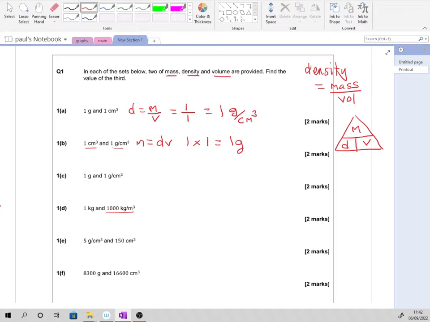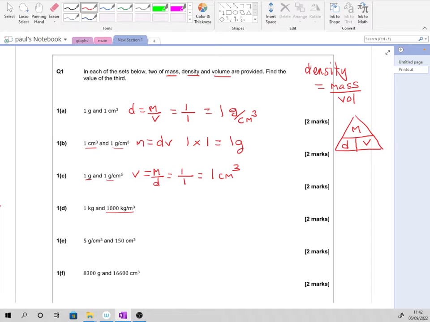Right, here we've got the mass and the density. We need to find the volume. So the volume, looking at this triangle, equals the mass divided by the density, which the mass is 1, the density is 1, which equals 1 centimeter cubed, because it's the volume.